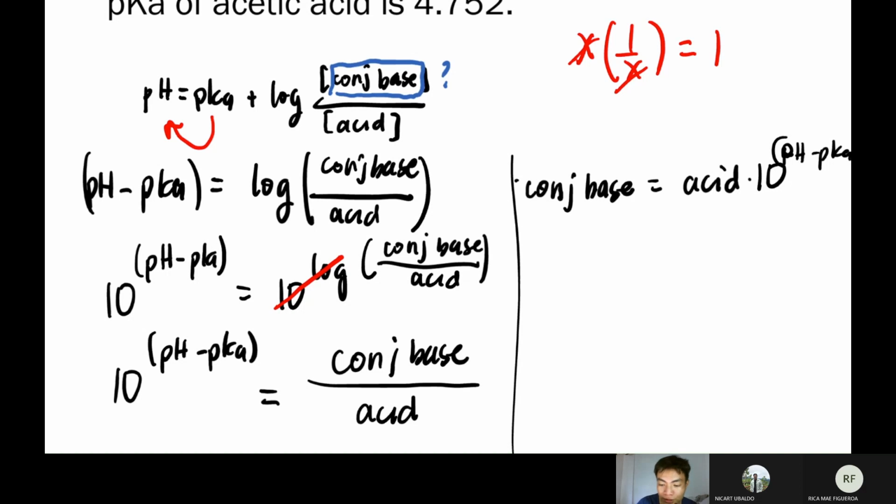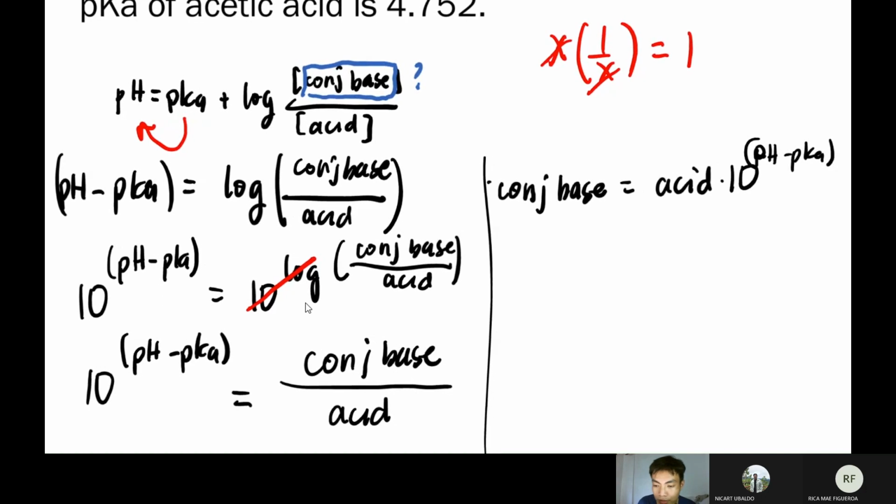So, basta yun. In short terms, 10 raised to log, cancel out sila. Basta makita mo yung log, ang gagawin mo dyan, gagawin mo siyang exponent. Ang base mo will be 10. Pag 10 yan, tas log yun, dun sila magka-cancel out. Yun yung rule sa algebra.